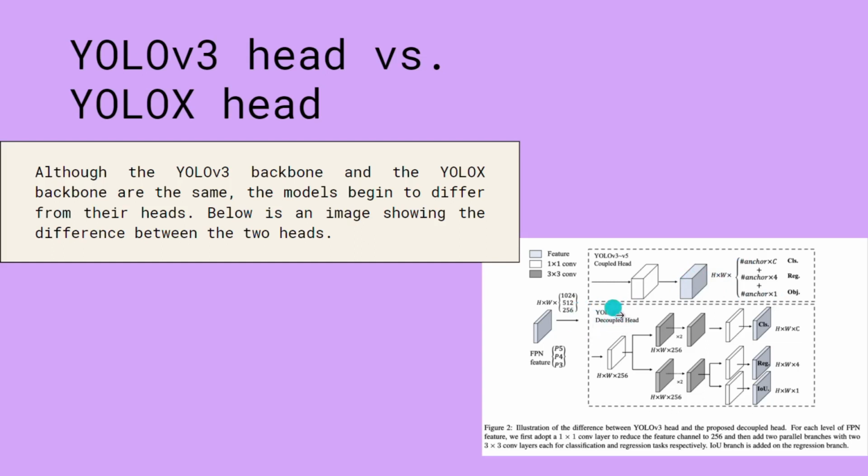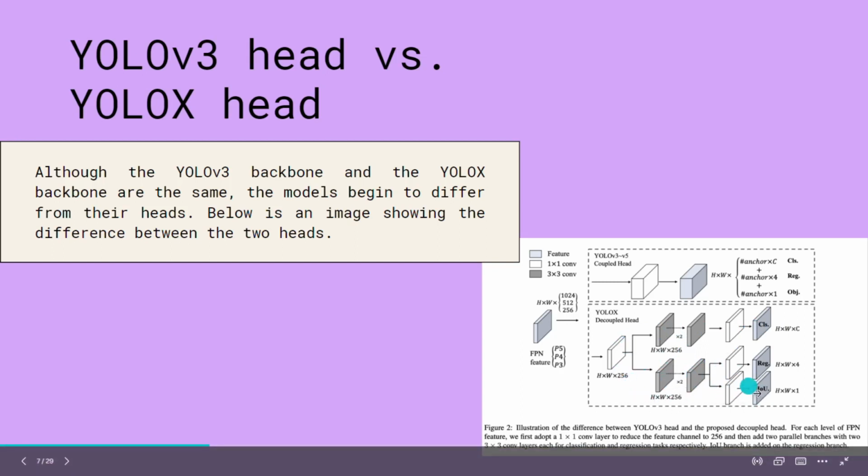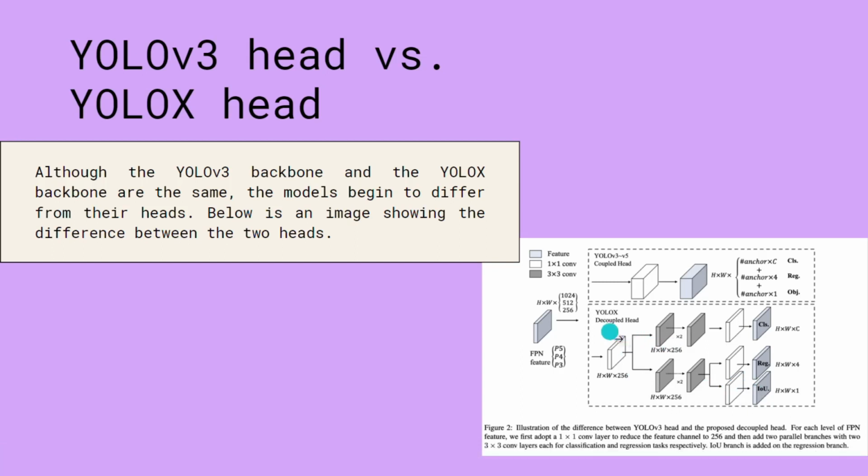But in terms of YOLOX, as we can see, the final output is going to be decoupled into two components. First, we're going to pass it through some convolutions, and then we're going to split all of these components which are coupled from YOLO v3 to YOLO v5. We're going to split the class, the regressor and the IOU, which is a decoupled representation of the final output from the YOLO model.